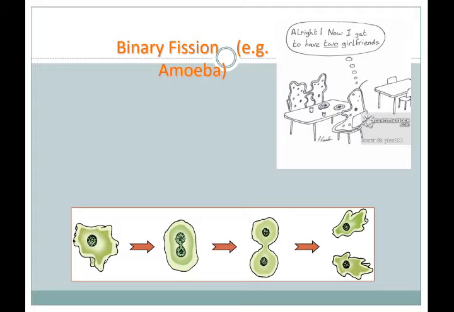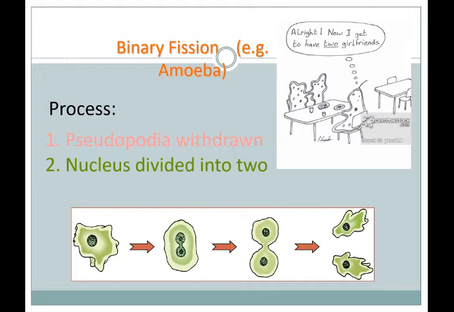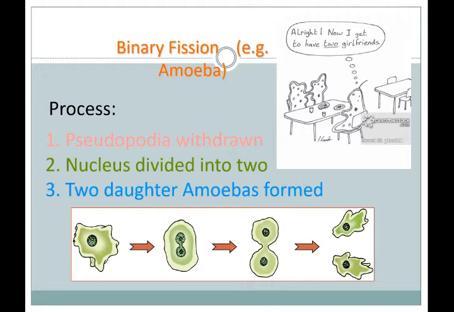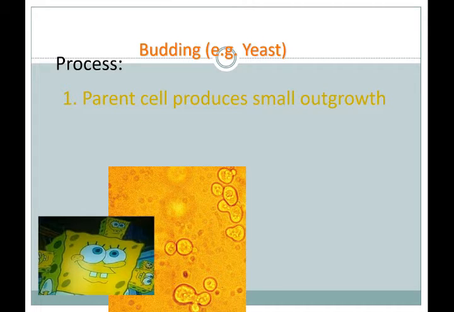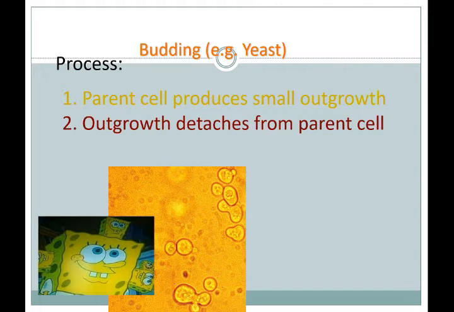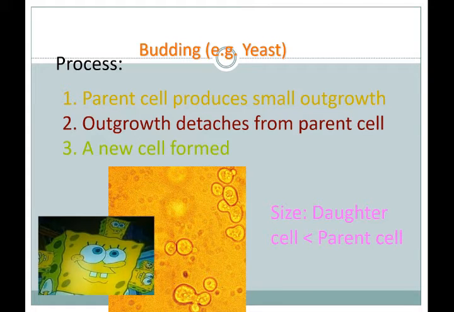Binary fission, like in amoeba: the pseudopodia will be withdrawn. The nucleus will be divided into two, and two daughter amoebae will form. Budding, for example in yeast, involves the parent cell producing a small outgrowth. The outgrowth detaches from the parent cell, and then a new cell is formed. The daughter cell is usually smaller than the parent cell.